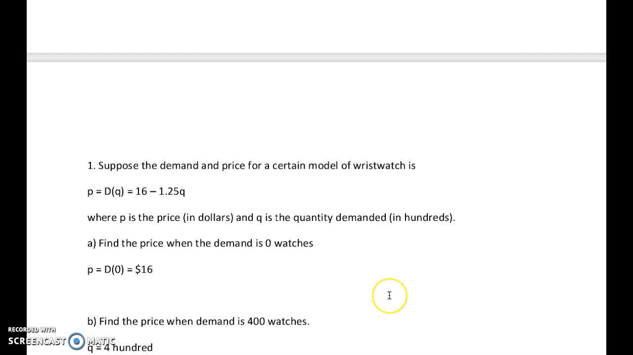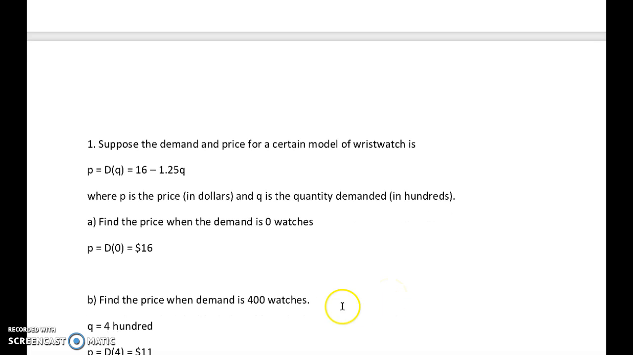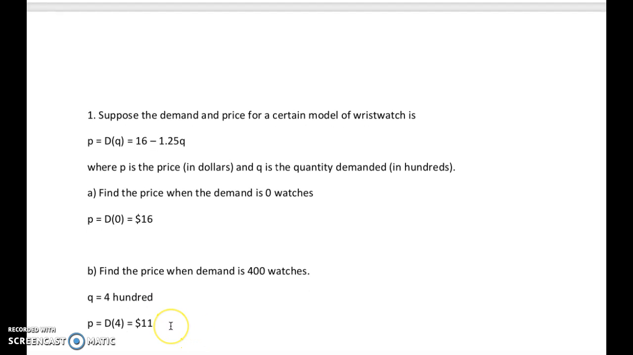Okay. What about when the demand is 400 watches? Now remember, our demand is in hundreds. So even though we have the number 400 here, we actually only want to plug in the number 4, because the quantity is in hundreds. All right. And when we plug 4 into our demand equation, we get $11. So when 400 watches are demanded, the cost is $11.